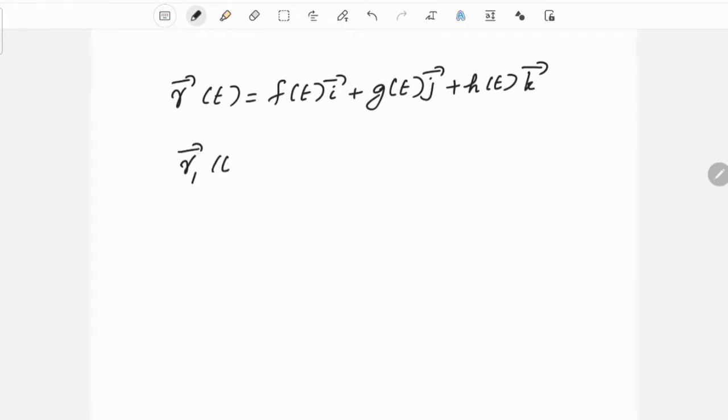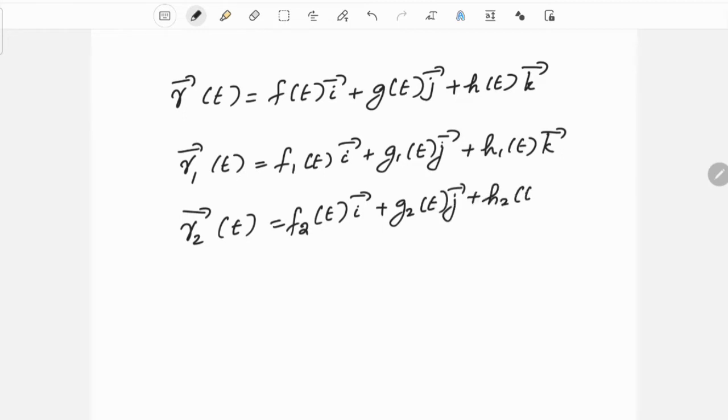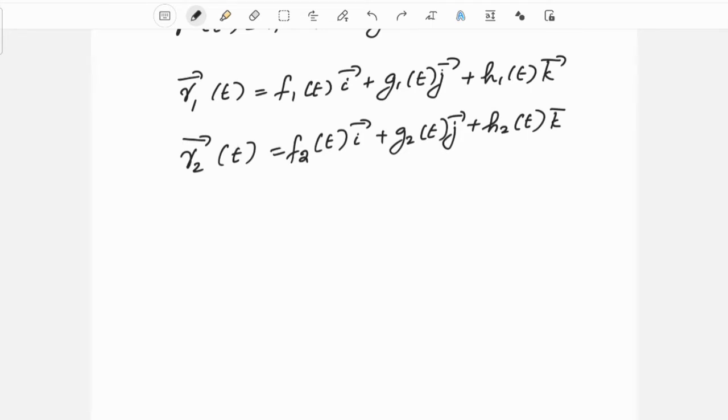if r1 of t is equal to f1 of t i plus g1 of t j plus h1 of t k and r2 of t is equal to f2 of t i plus g2 of t j plus h2 of t k, these are two vector valued functions, and if their domains have non-empty intersection, then we can define a new function r1 plus r2 on that intersecting interval such that (r1 plus r2) of t is equal to r1 of t plus r2 of t.